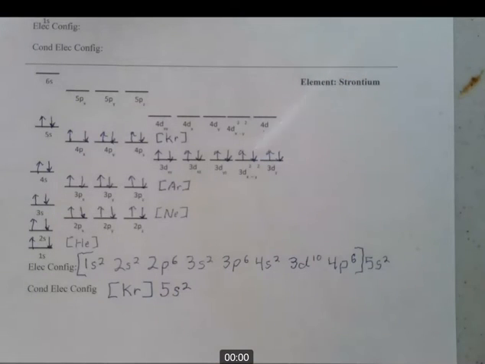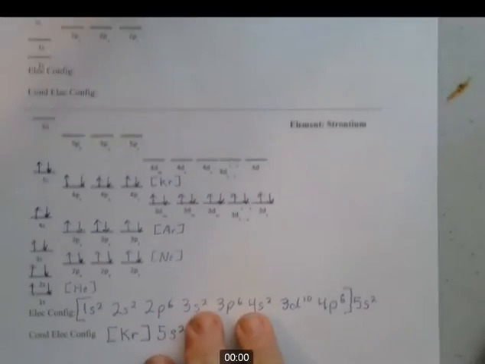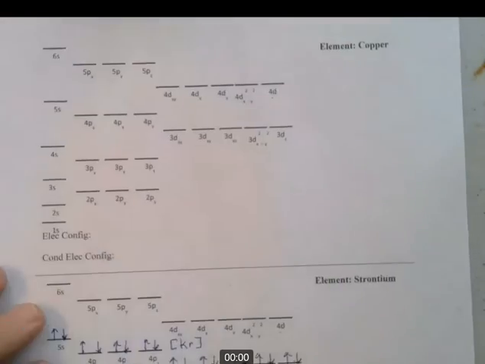Okay, so that's how you do some of the elements that are farther down on the periodic table. Now, the last one we're going to do is copper. The reason I skipped this is it has kind of a quirky exception to it, but it's the one exception to this Aufbau principle that you should know. So let's go ahead and do that.